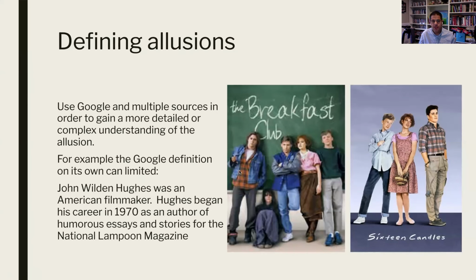In defining allusions, I think it's important that we stress this idea that you have to move beyond a simple Google definition, right? If I looked up the Google definition by itself, it's really limiting. Something like an American filmmaker making films in the 70s doesn't help me a whole lot. But instead, if I encourage in class using multiple different examples, looking around on Google, and being able to pull up some pictures of two of my favorite John Hughes movies, I could get a little bit of a deeper understanding of who he is.